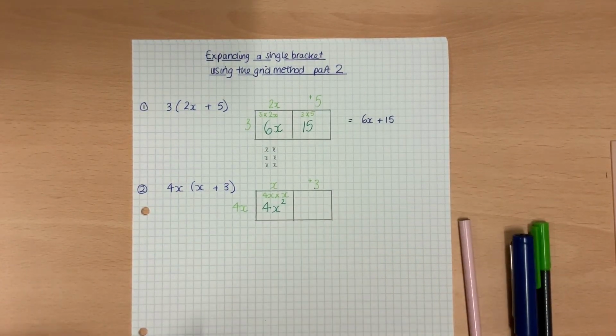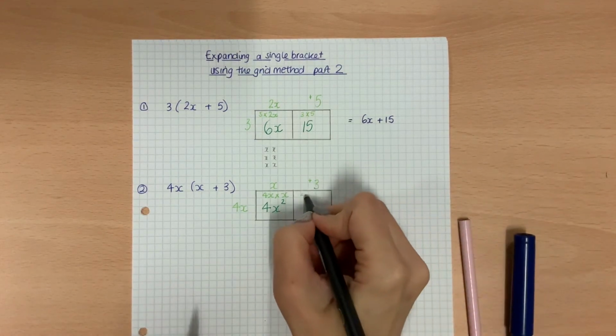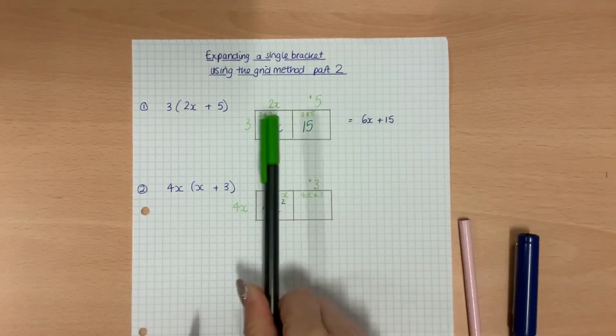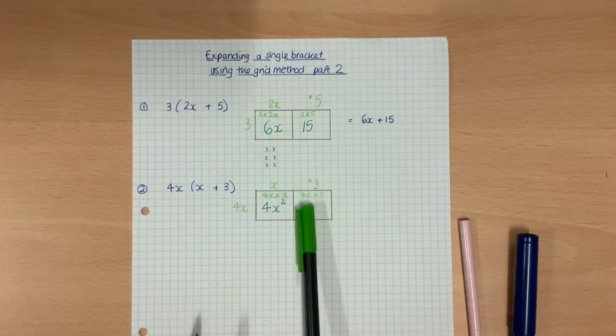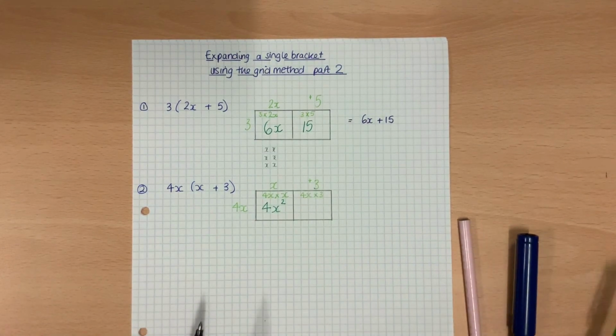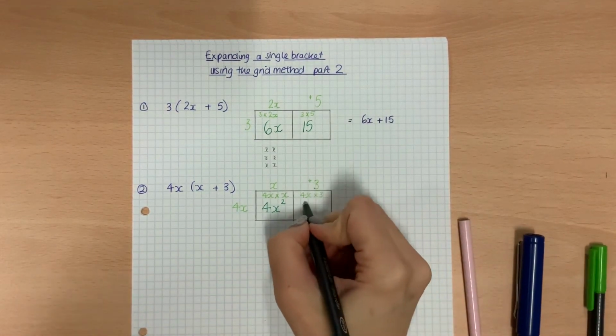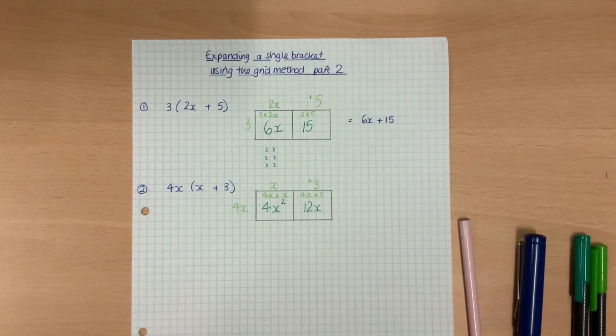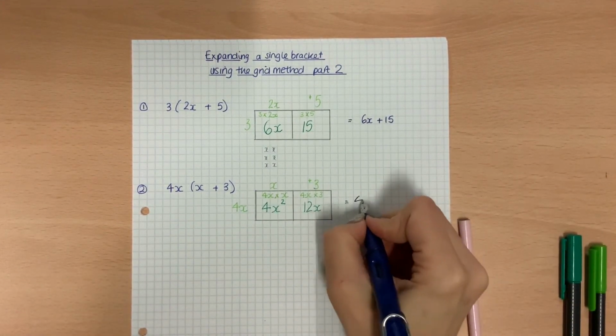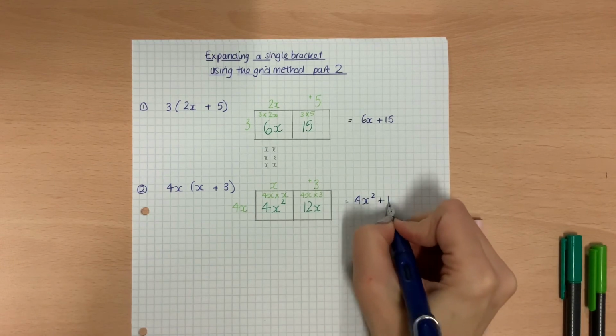And then in this box, I'm going to do 4x times 3. So similar to this one now, I've got 4 x's in each row and I've got 3 of them. So I've got 12x. So my answer will be 4x squared plus 12x.